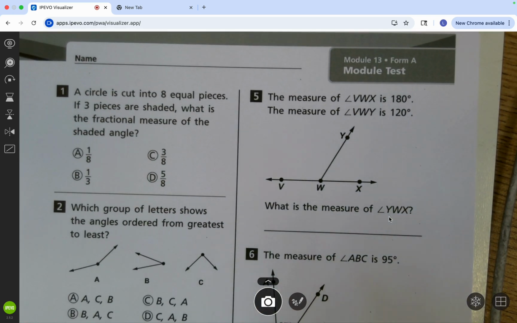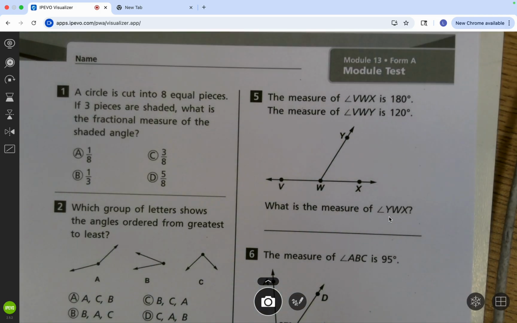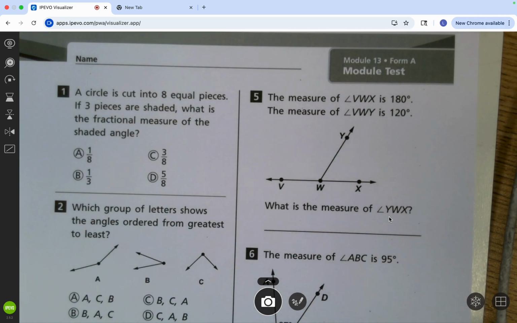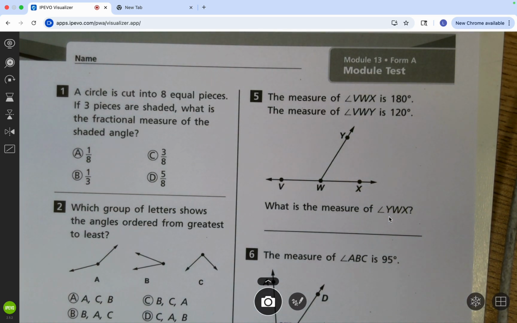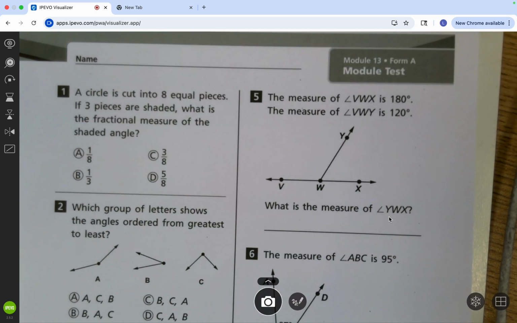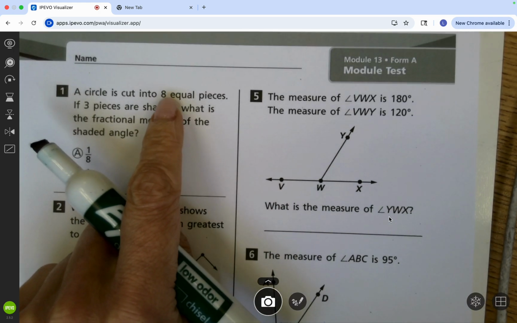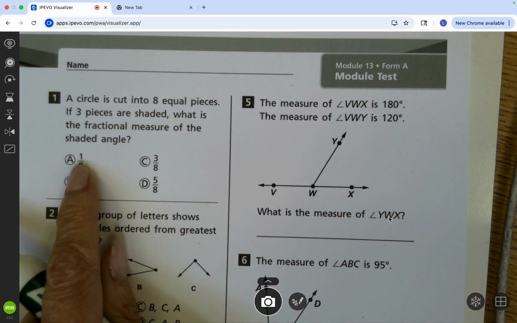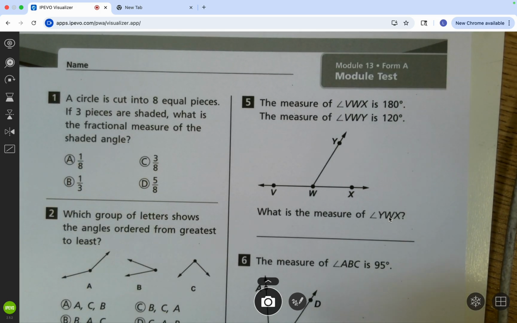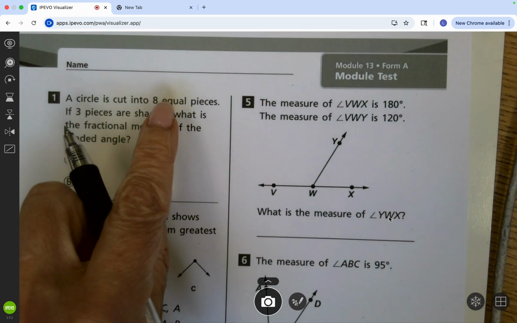So where would the 8 go? Think about it. Then it says, if 3 pieces are shaded, what is the fractional measure of the shaded angle? So we're imagining a circle cut into 8 pieces, and 3 of those pieces are shaded. Okay, so think about it. You have a circle that's divided into 8 equal pieces. Each slice is the same size, and 3 pieces are shaded. So there's a total of 8 pieces, so that's going to go in our denominator, right? The bottom number is how many there are in all. There are 8 equal pieces.